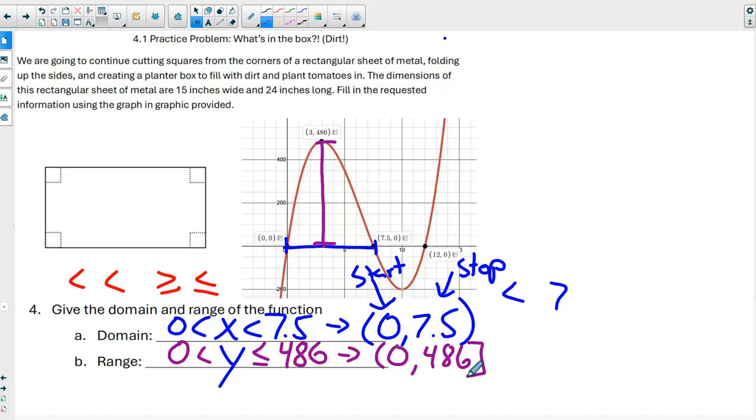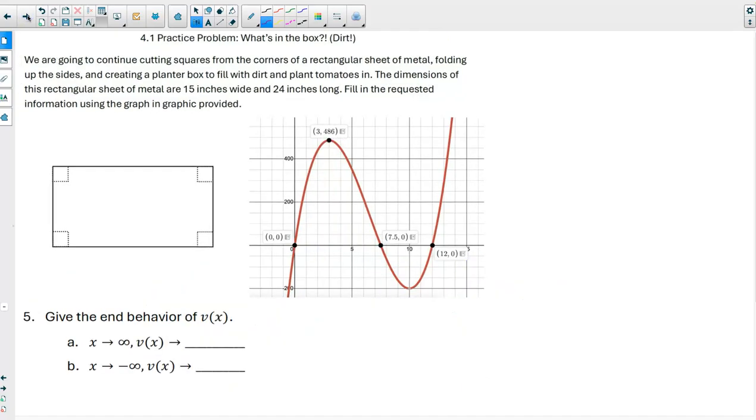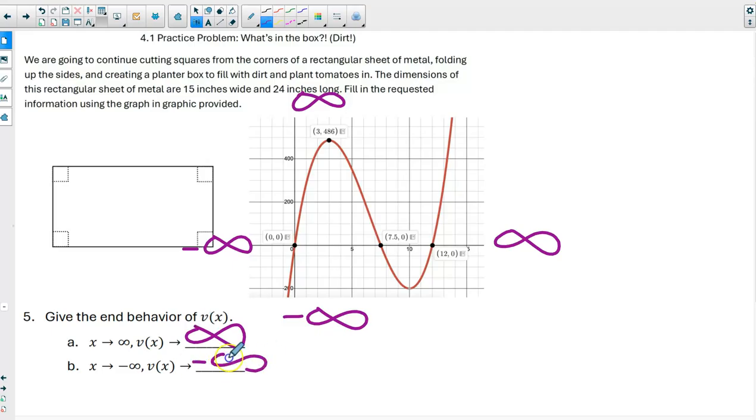Last thing I'm not actually going to have you write down. Last thing we're just going to talk about. End behavior. As I go to the right, where's that going? Up. So, reminder, up and to the right are positive infinity, down and to the left are negative infinity. So I'm going to put positive infinity. As I go to the left, where's it going? Down, so negative infinity. Questions?